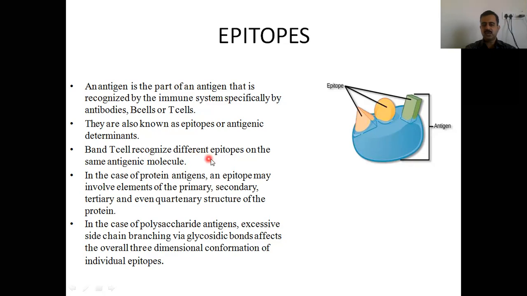A B cell recognizes different epitopes on the same antigenic molecule. In the case of protein antigens, an epitope may involve elements of primary, secondary, tertiary, and even quaternary structure of the protein. In the case of polysaccharide antigens, side chain branching via glycosidic bonds affects the overall three-dimensional conformation of an individual epitope. So the design of a particular epitope and the immunological response on top of it is one of the important points associated with starting an immunological response.